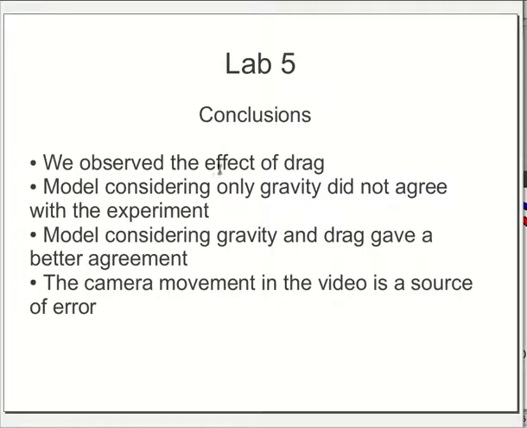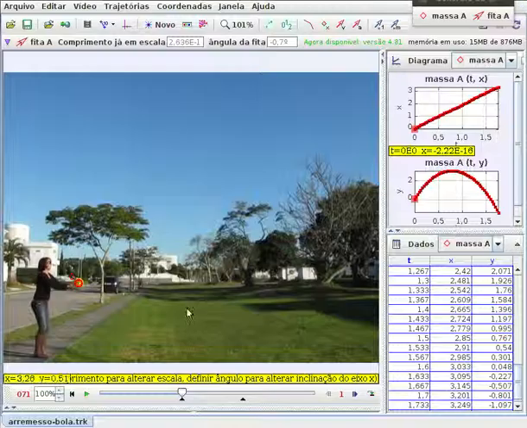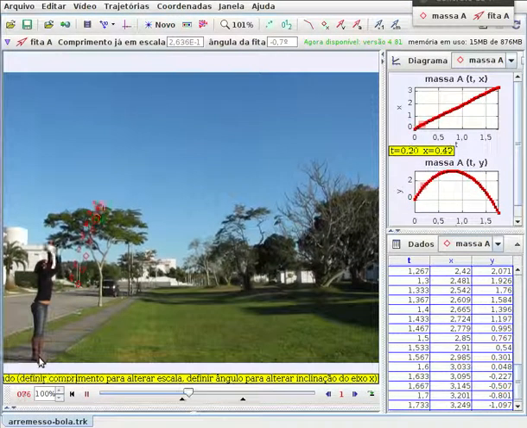So in this lab, we observed the effect of drag. The model, considering only gravity, did not agree very well with the experiment. It's important to include the effect of drag, and some errors are caused by the camera movement in the video. You can see this camera movement here.